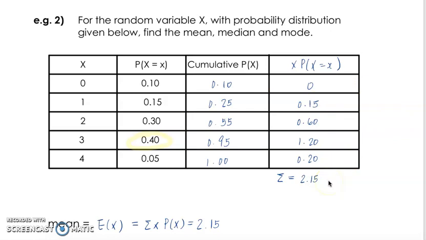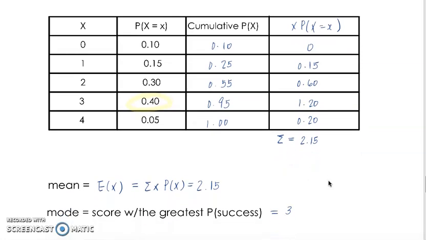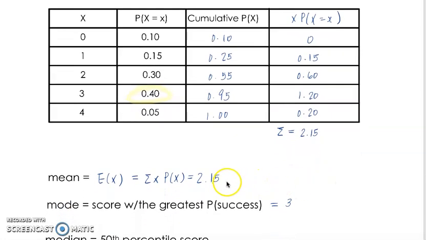So let's list out what's going on here. So we have found using the very last column that the mean, the expected value, or the sigma, the sum of x times p of x, same thing, is equal to 2.15. The mode, another measurement of central tendency, is the score with the greatest probability of success, right? The most frequent x value. Well, you just have to go to the second column and look for the highest probability shown, which is 0.4. So that means the mode is 3. 3 is the value that happens most often.